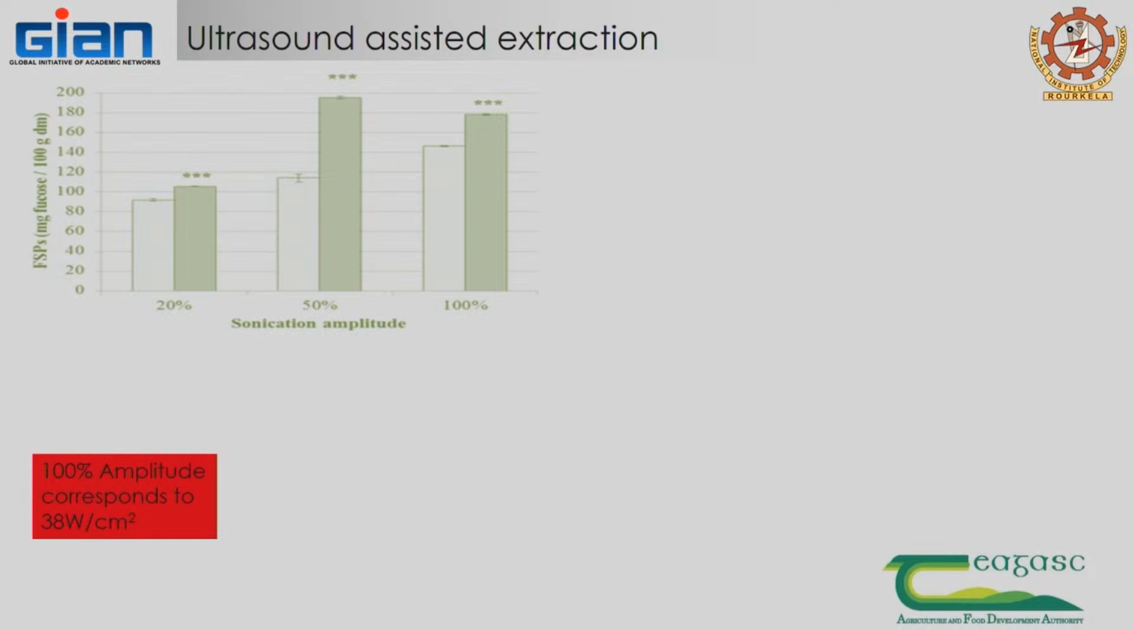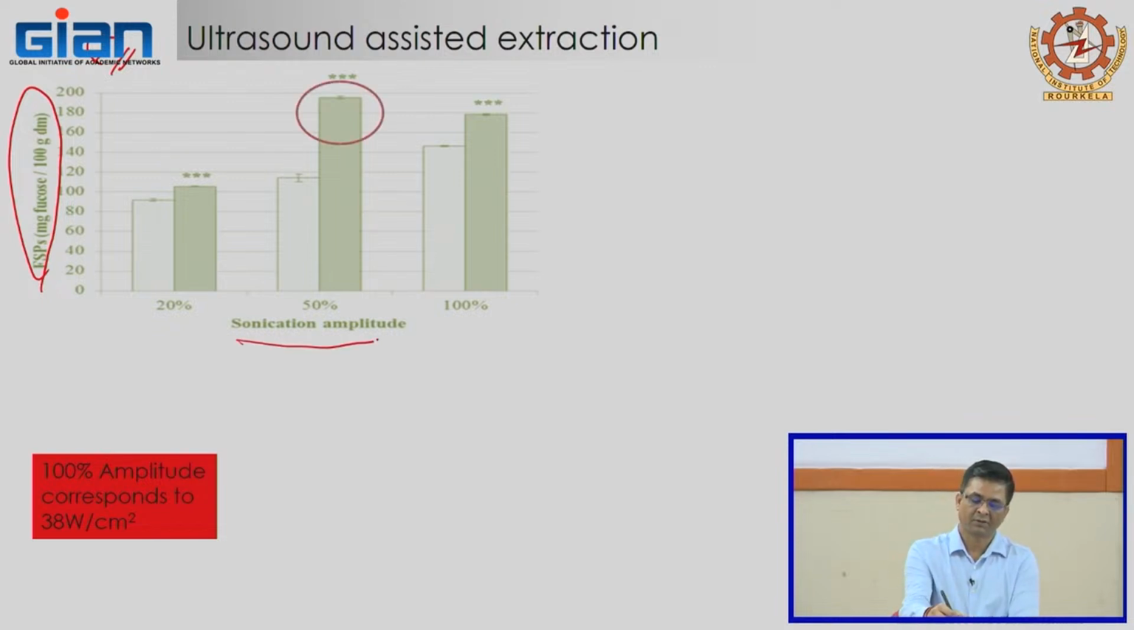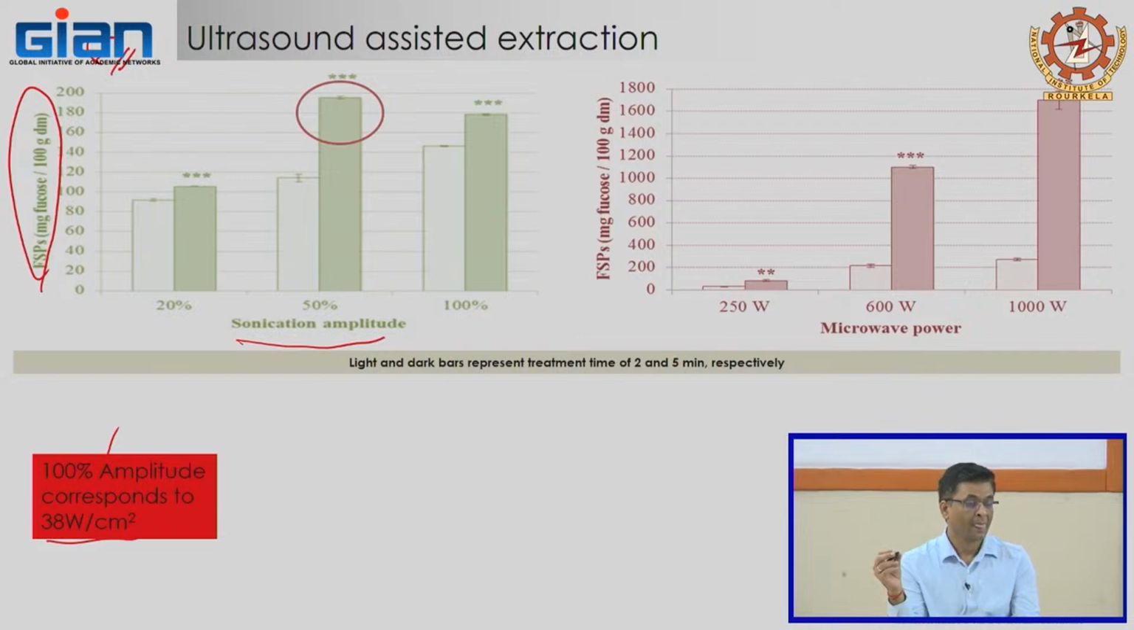Now, let me give you another example, where wild harvest seaweed, Fucus vesiculosus, was used to extract fucoidin, that is a fucose-containing sulfated polysaccharide. This is a very simple one where you have different power levels for ultrasonic, where 100% amplitude corresponds to 38 watt per centimeter square ultrasonic intensity. How this is calculated, I will go through that process.